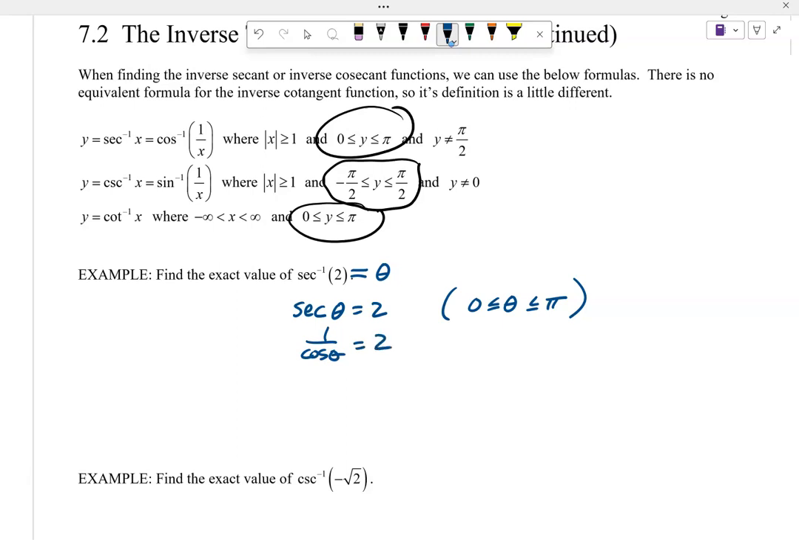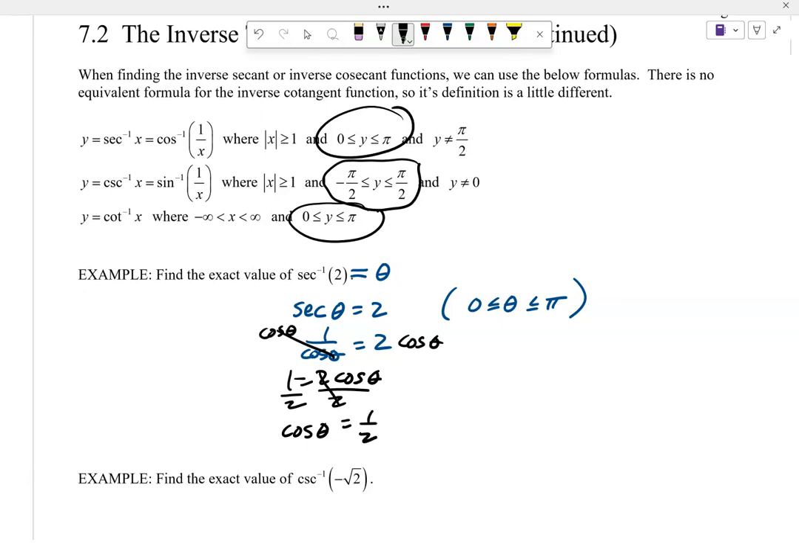We'll solve for cosine now. We've got 1 over cosine equals 2. Let's get our cosine on the top. So 1 equals 2 cosine. Let's go ahead and get rid of the 2 here. So it looks like we've got cosine of theta is a half.